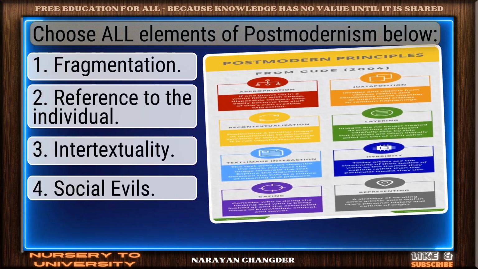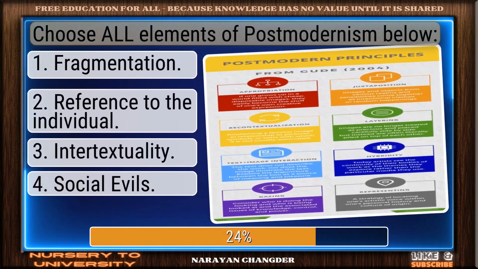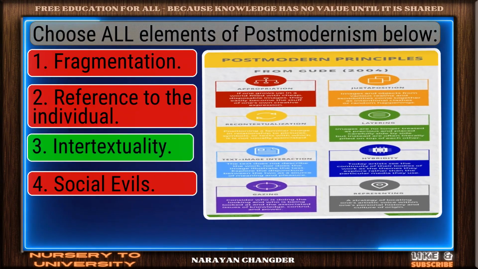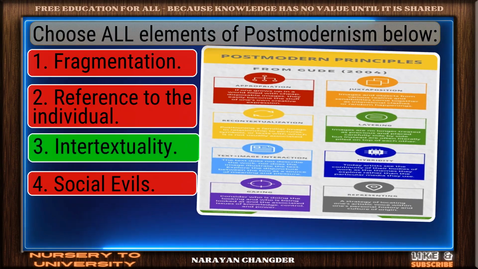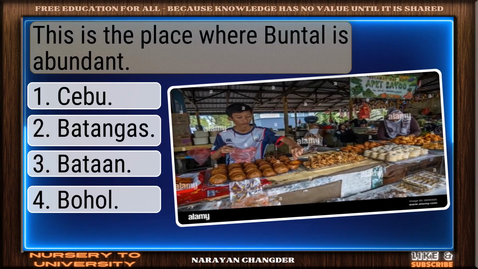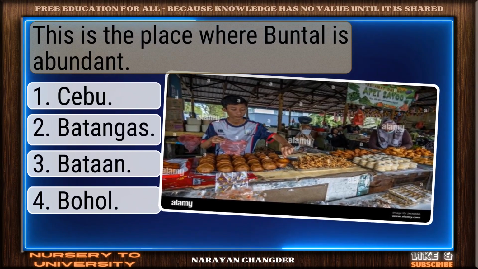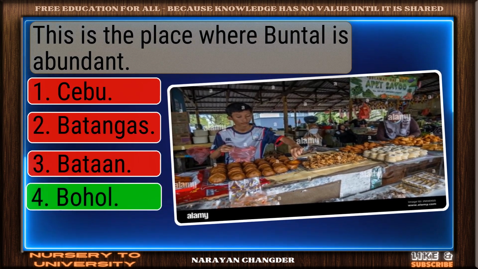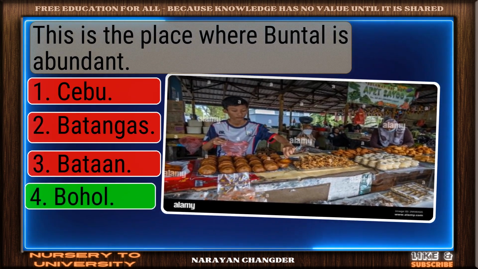Choose all elements of postmodernism below. Smart move. Intertextuality is an accurate answer. This is the place where buntal is abundant. Right again. Buhol is a valid answer.